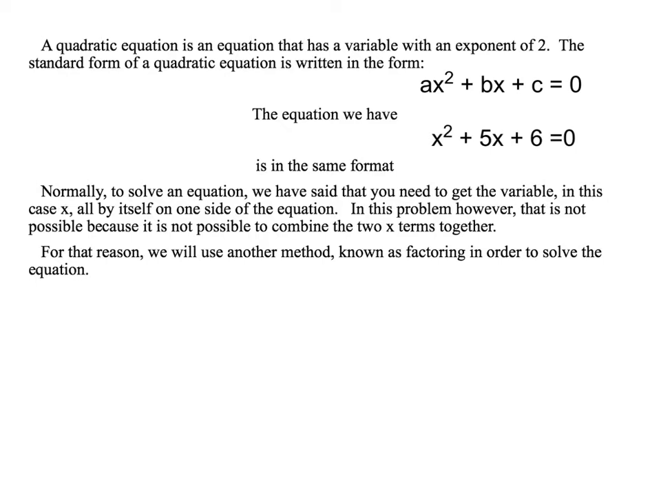Normally, to solve an equation, we have said that you need to get the variable, in this case x, all by itself on one side of the equation. In this problem, however, that's not possible, because it's not possible to combine the two x terms together. You can't combine the x squared and the 5x because they are not similar terms. For that reason, we will use another method known as factoring in order to solve the equation.